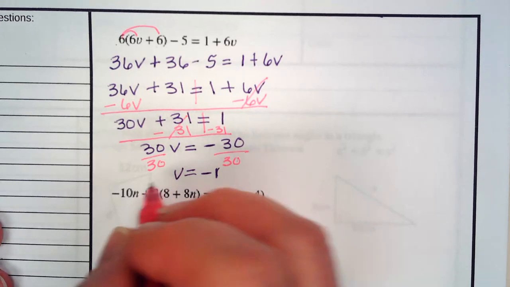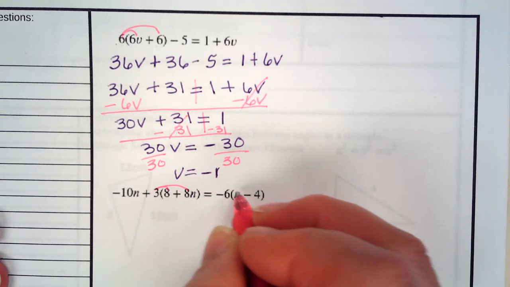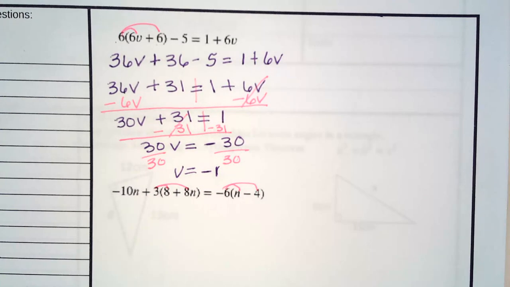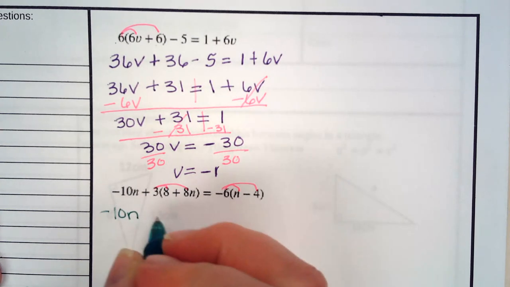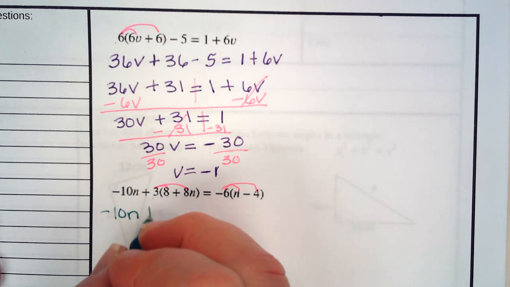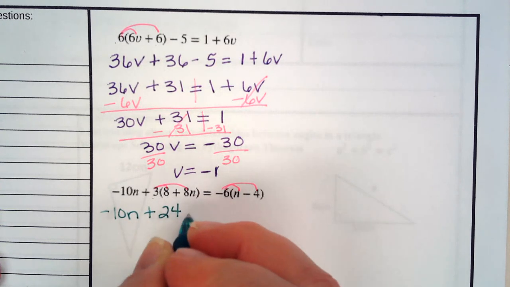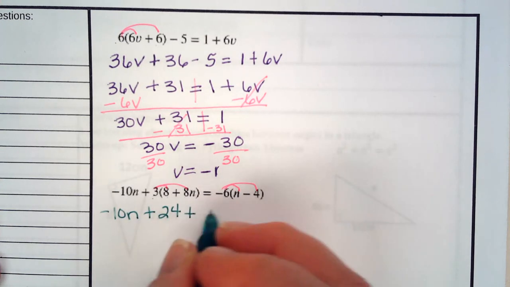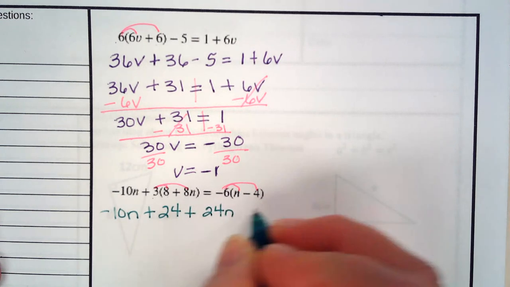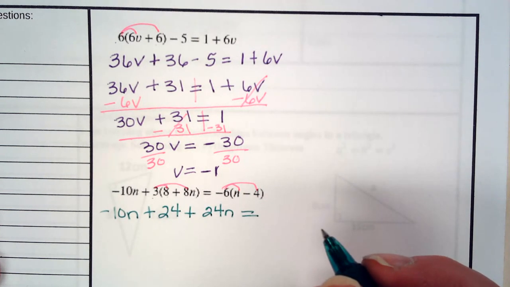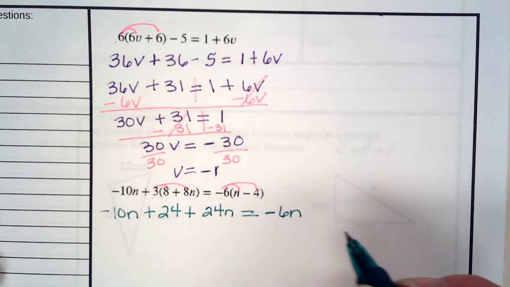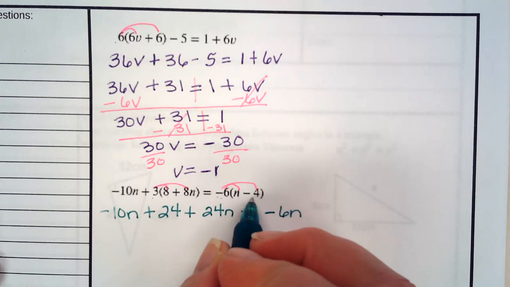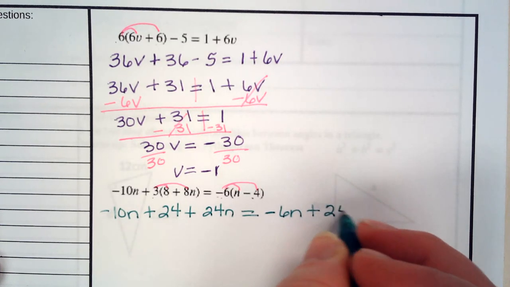I hope you tried. So this will be distributed here and the negative 6 on the other side. The negative 10n will not change. 3 times 8 is 24. Plus 3 times 8n is 24n is equal to. Negative 6 times n is negative 6n. Negative 6 times negative 4 is positive 24.